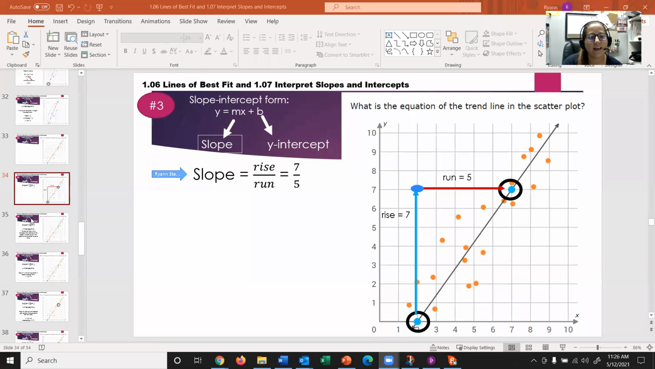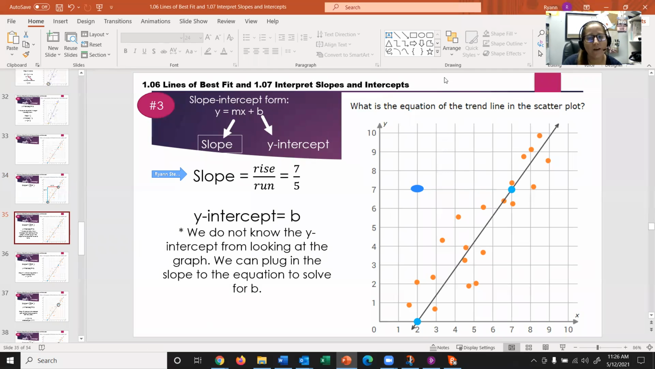And now we're going to look at solving for our y-intercept, or our b. Again, with this one, we do not know the y-intercept. Just by looking at this graph, we don't know the y-intercept. We're only looking at quadrant 1 of this coordinate plane, and it stops at the x-axis of +2. But we can still figure out what the y-intercept is by plugging in one of these ordered pairs to solve for b.